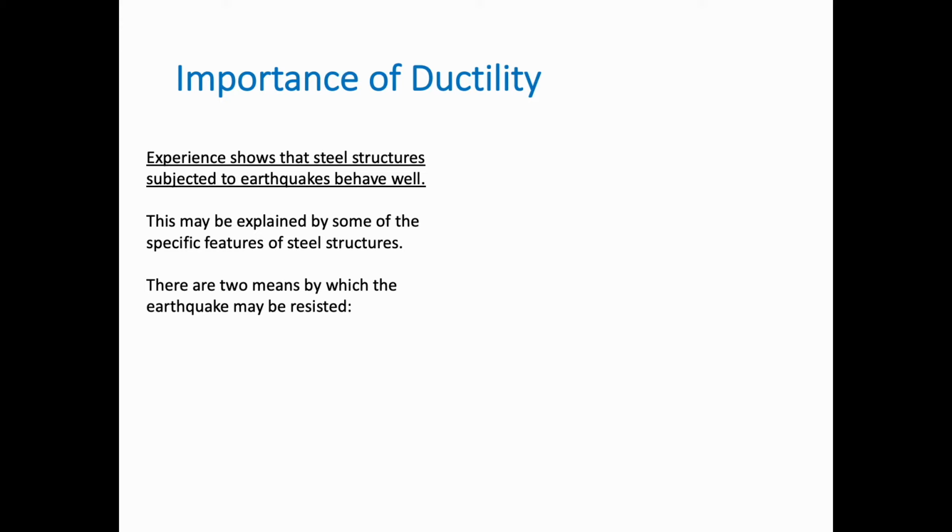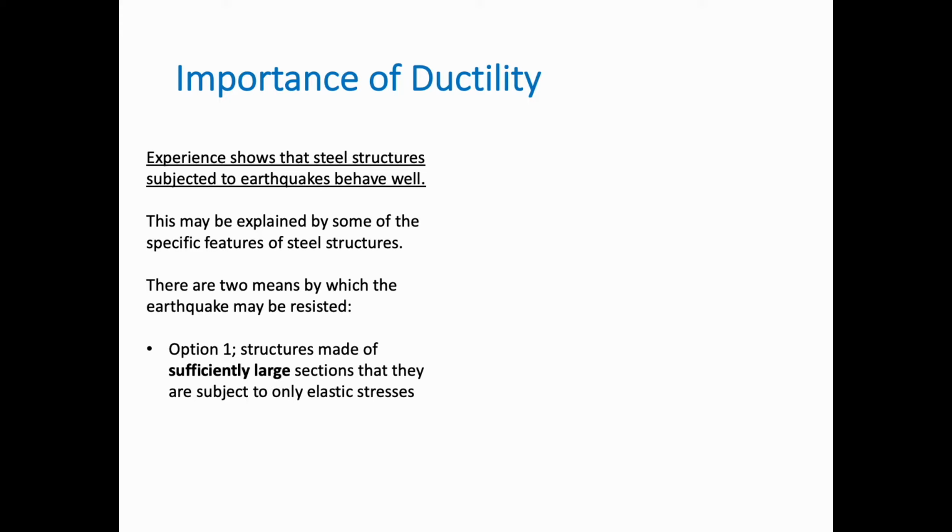There are two means by which the earthquake may be resisted. In option 1, we have structures made of sufficiently large sections that they are subject to only elastic stresses.